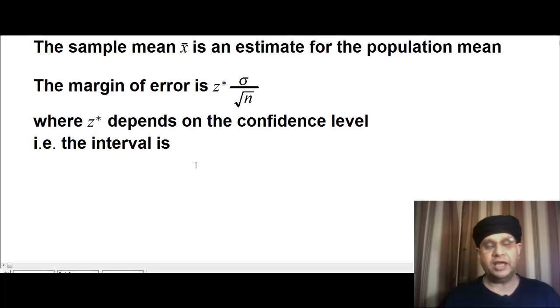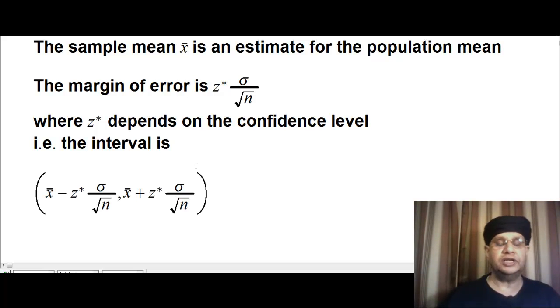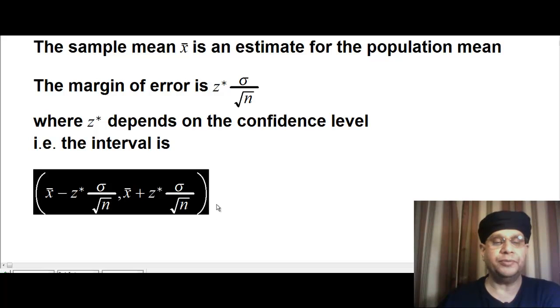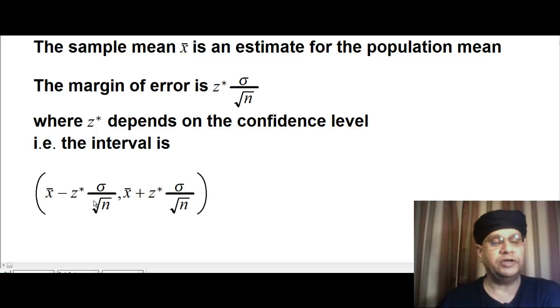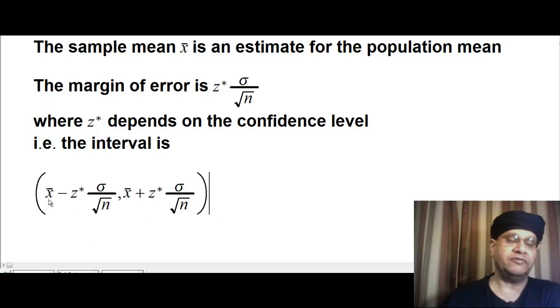And in case the population may not have a normal distribution, we can still use it when the sample size is large. And this is the way we will compute our interval: we subtract the margin of error from the estimate, that becomes our lower end point, and add the margin of error to the estimate, and it becomes our upper end point. All right, so this is the way we will create the confidence intervals.